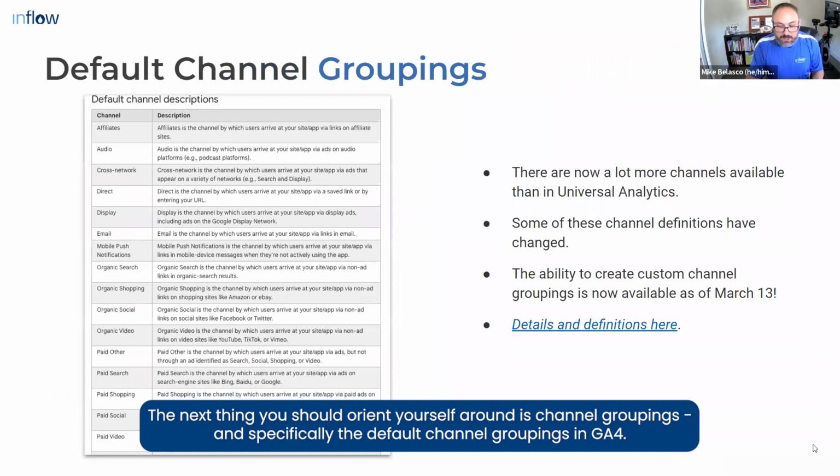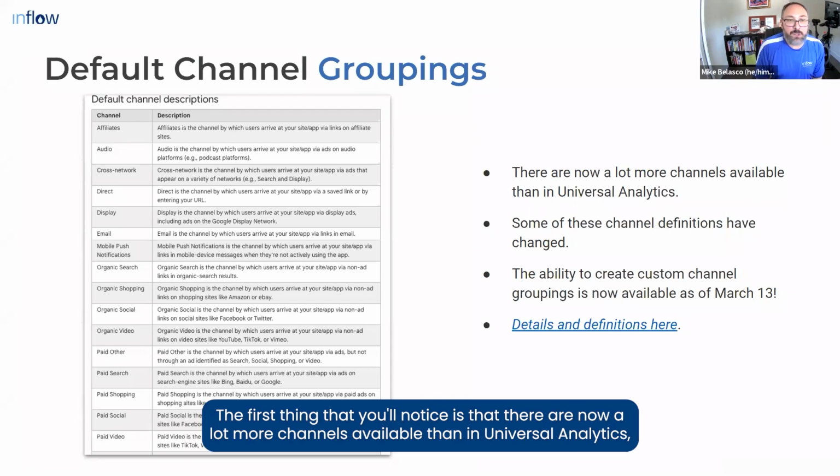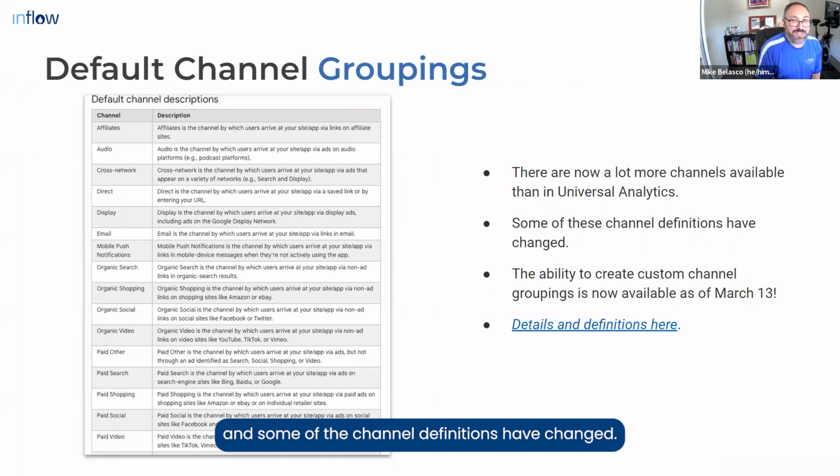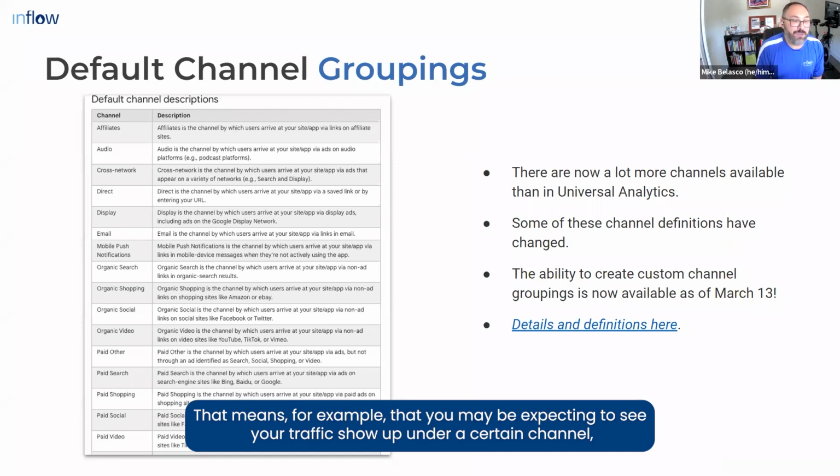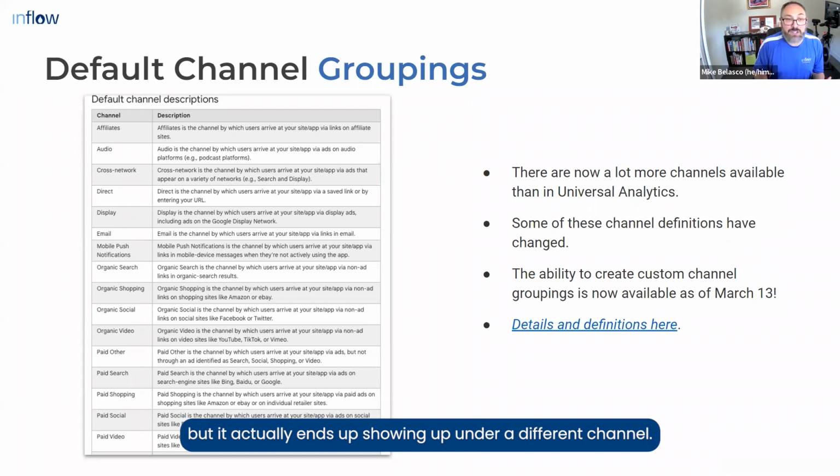The next thing you should orient yourself around is channel groupings, and specifically the default channel groupings in GA4. The first thing that you'll notice is that there are now a lot more channels available than in Universal Analytics, and some of the channel definitions have changed. That means, for example, that you may be expecting to see your traffic show up under a certain channel, but it actually ends up showing up under a different channel.